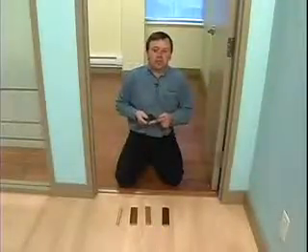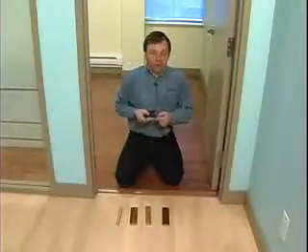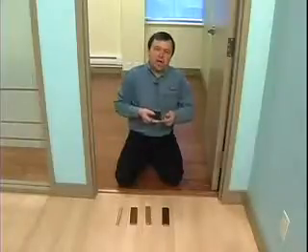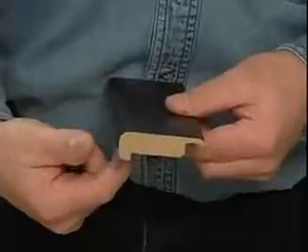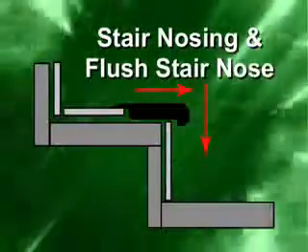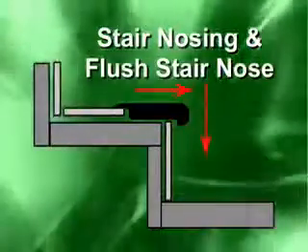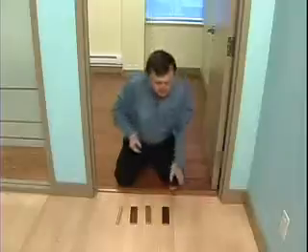Our fifth transition molding is our stair nosing. The stair nosing would be used at the top of a landing so that you would have expansion between the top floor as well as coverage for the riser on the top step. The stair nose can also be used on all of the stairs going up to the top.